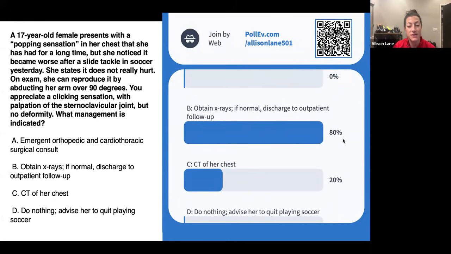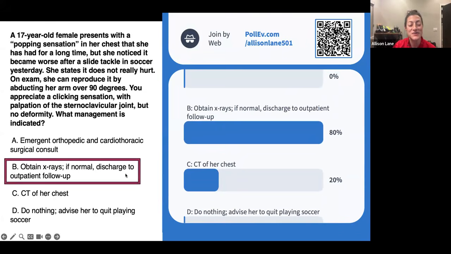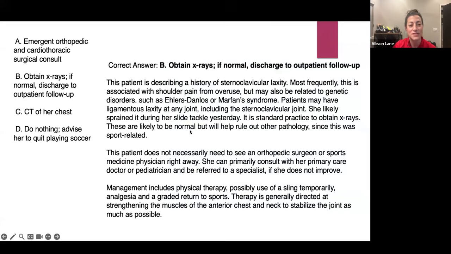Good. I feel like we just keep adding on to the correct answer. Obtain x-rays, and if normal, discharge to outpatient follow-up. So this patient's essentially describing a history of sternoclavicular laxity. It can be associated with overuse, but can also be genetic, like Ehlers-Danlos, as I had mentioned, or Marfan's.